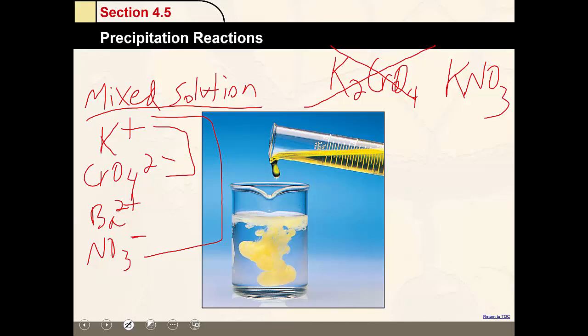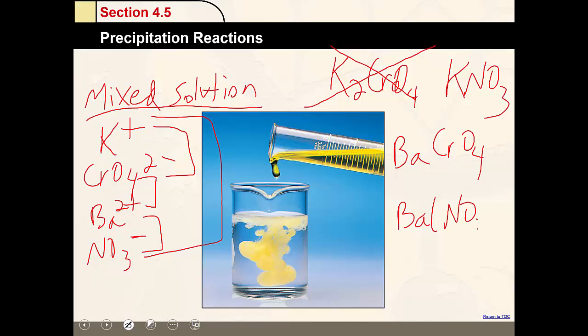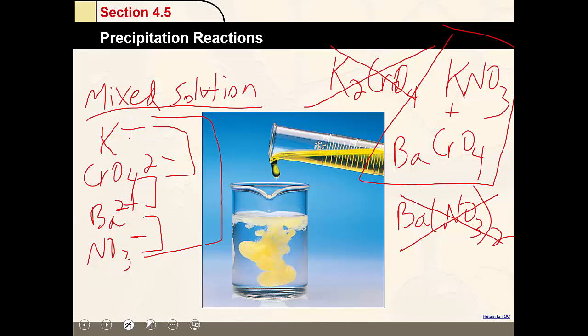And it's the same thing for thinking about the barium ion. It could either react with the chromate or with the nitrate ion. So the two possibilities there are BaCrO4 or Ba(NO3)2. And already we know Ba(NO3)2, barium nitrate, was one of our reactants, so that's not going to reform. So that means these, potassium nitrate and barium chromate, are going to be our two products.